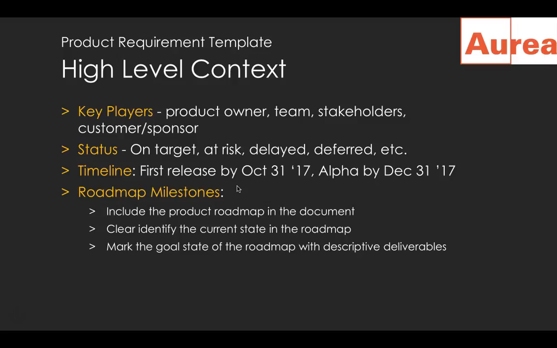Then status, whether it's on target or we're moving into a risky situation of delayed or deferred projects and so on and so forth. Timelines, and then it's a good idea to give some context vis-a-vis roadmap in terms of milestones and where we are today and where we want to be in the roadmap next step. So that gives the team a direction for at least the next few sprints.